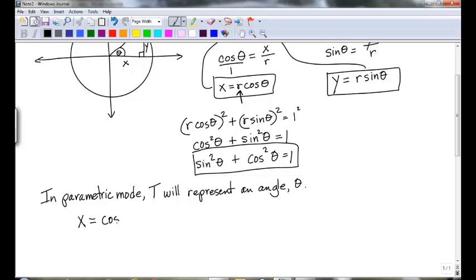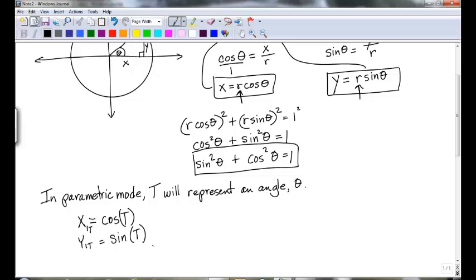If we subbed in a 1 for that r, it's just going to be x equals cosine of, instead of theta, we're going to use t, cosine of t, and it's an angle. And that would actually be x sub 1t. And y sub 1t is going to be, because if we put r as 1 in there, just sine of t.